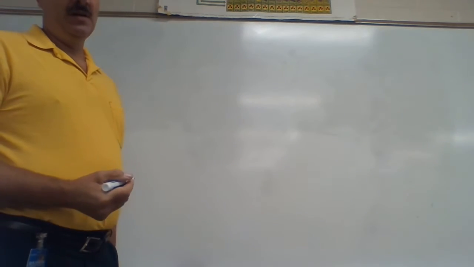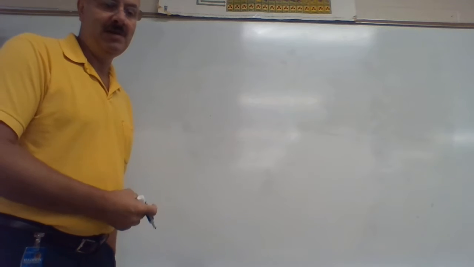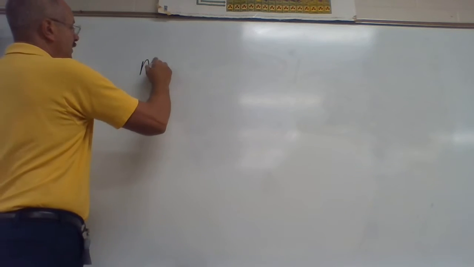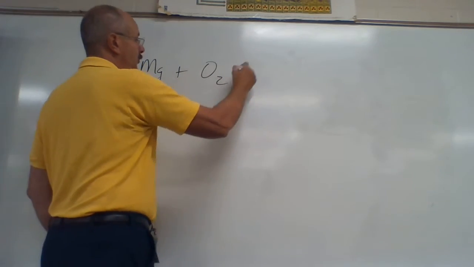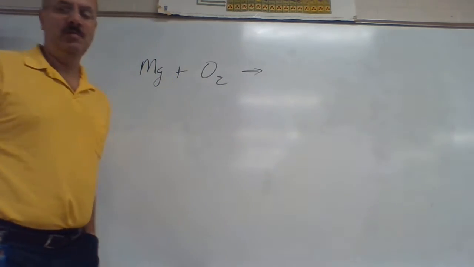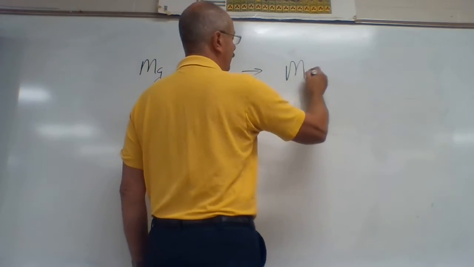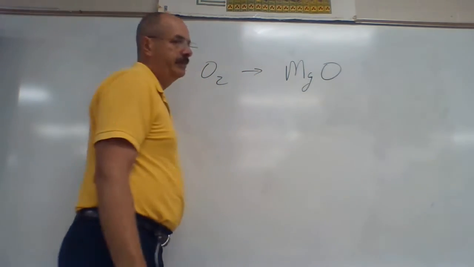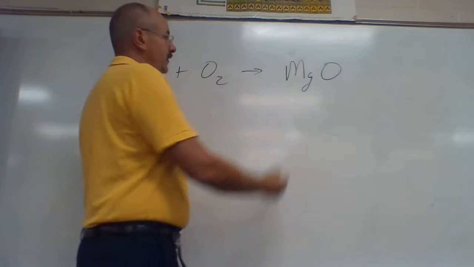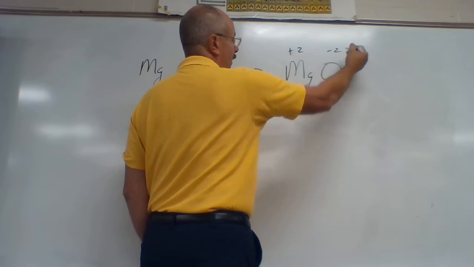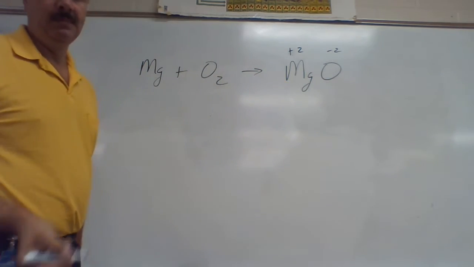So the first ones are combination. We're going to take 2 elements, put them together. The very first one, we got Mg plus O2. So we got to take both of those, put them together. Don't bring any numbers across. So we're going to go Mg and O, put them together. Then I have to do my charges. Mg is plus 2, O is negative 2. So those guys cancel each other.